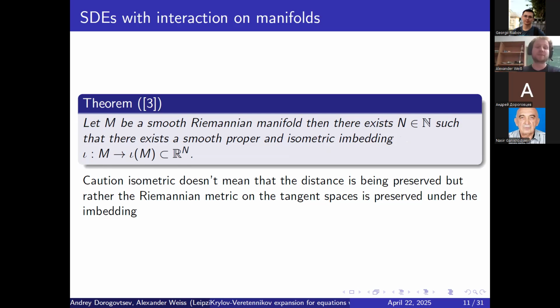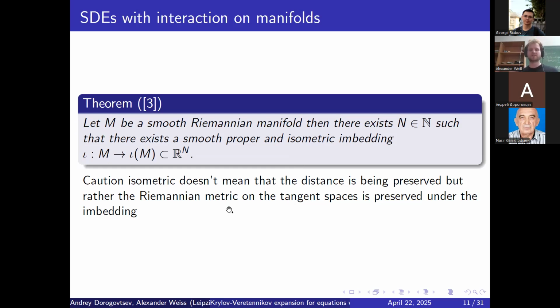But something very important here is each Riemannian metric induces a geodesic distance on Riemannian manifolds. And the isometry mentioned here is not an isometry between the geodesic distance on M and the Euclidean distance on R^n, but is much rather an isometry between the Riemannian metric on the tangent space and the normal inner product on R^n.